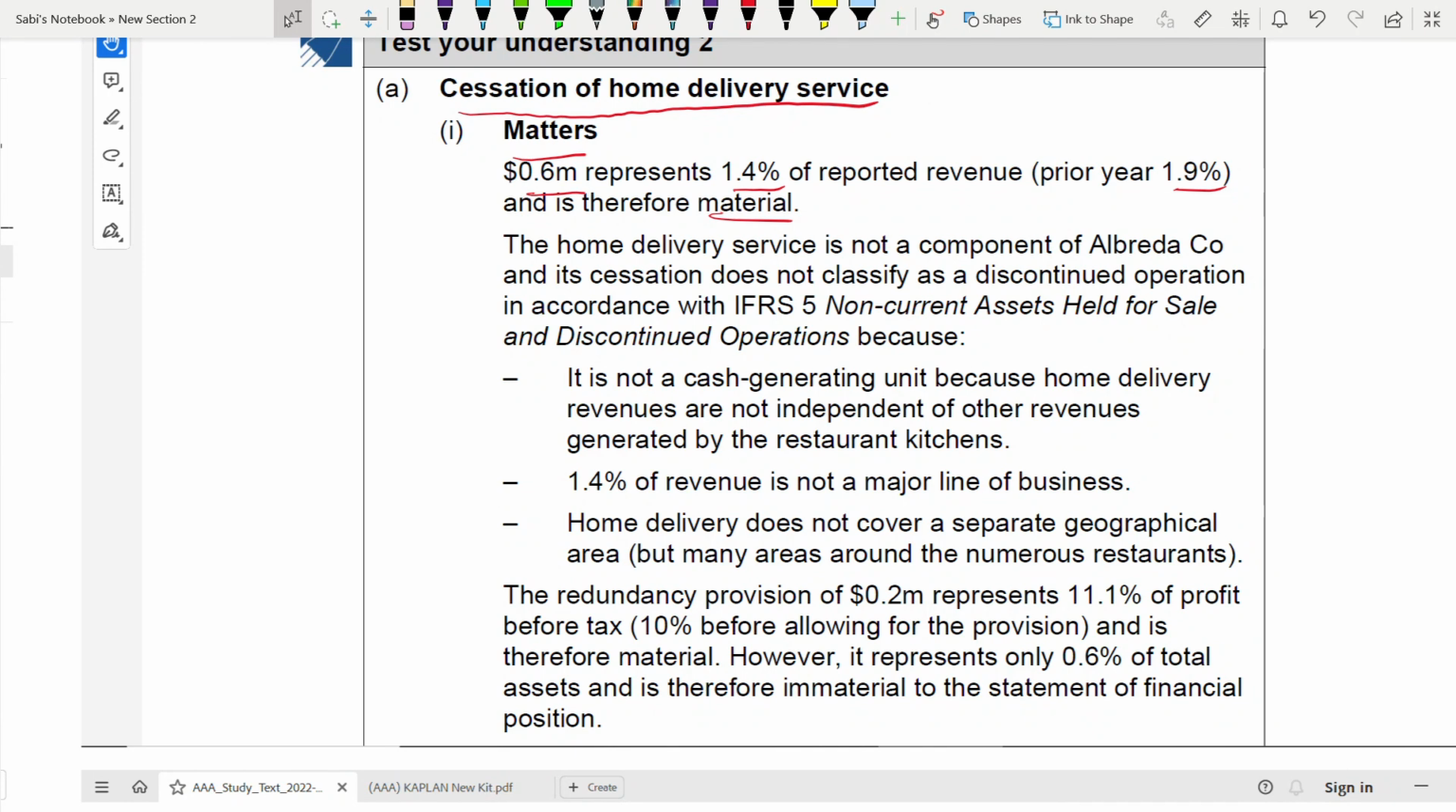You need to understand whether, because you are ceasing something, you have to decide whether it is a discontinued operation or not. In this case, it does not classify as a discontinued operation. Why? It's not even a component of the company. And therefore, the cessation does not classify as a discontinued operation in accordance with IFRS 5.